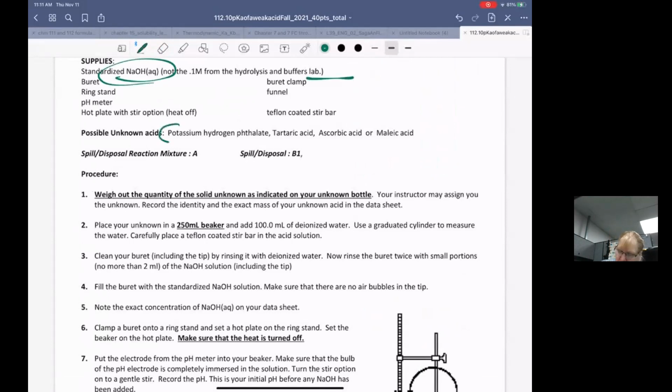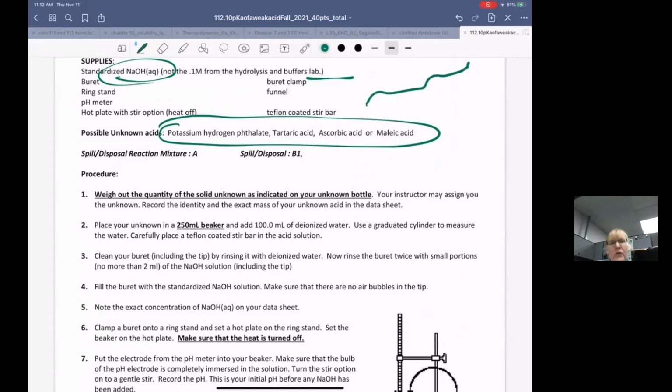You're going to have one of 4 possible unknowns. One of these is going to give you like a double hump on your titration curve. I know that's a terrible drawing. The other one is going to be kind of a straight up where you get one inflection point. By the way, your inflection point is right there, which is your equivalence point.